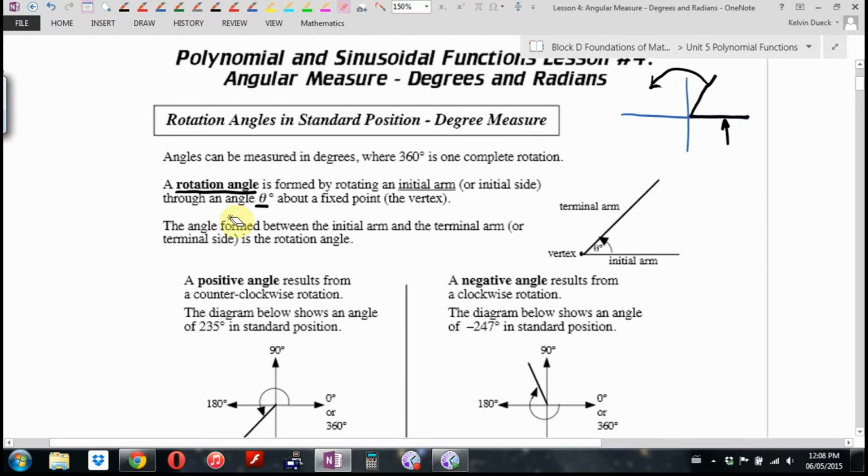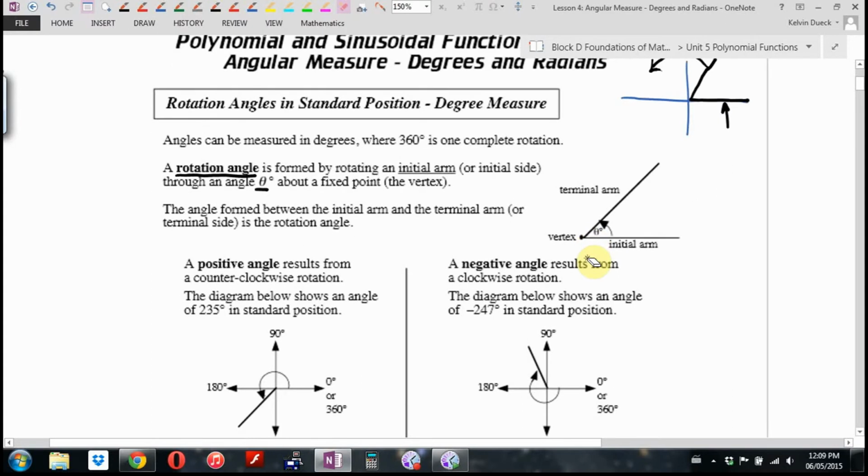So if we rotate an angle through theta degrees, we call this the initial arm. We call this the terminal arm, because this is where the angle terminates. And this is the vertex. That wasn't a good Arnold. I'll do a better one another time. We call this the rotation angle.